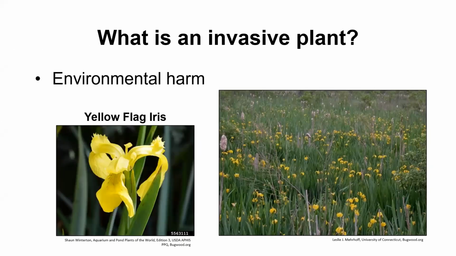Environmental harm. So this is the yellow flag iris. Looks lovely, right? I was just telling Susan that I see we have a clump down in our little creek here in our park, but this plant is non-native, and the rhizomes spread and form very matted clumps, which will clog our waterways, ponds, wetlands, and it'll cause a lot of problems because it will push out or prevent other more native plants that are more beneficial to the natural environment.